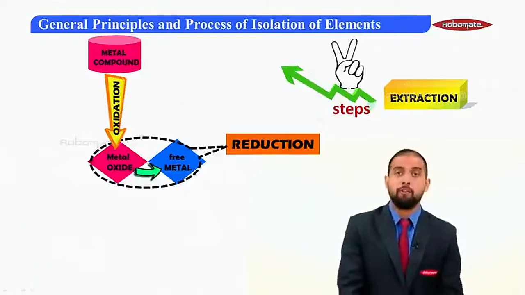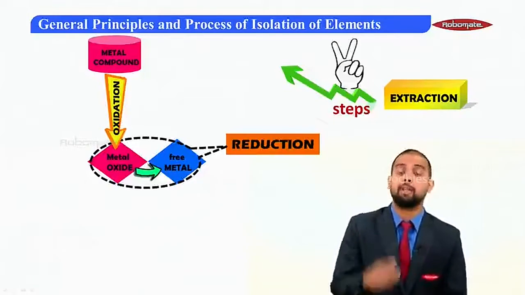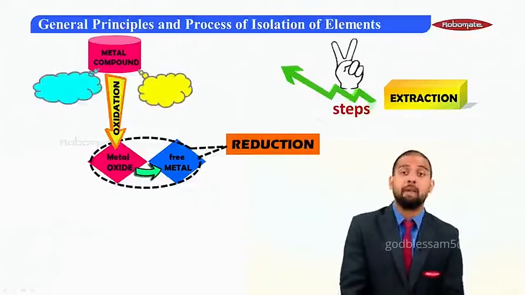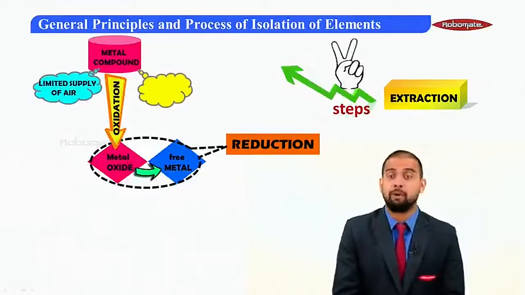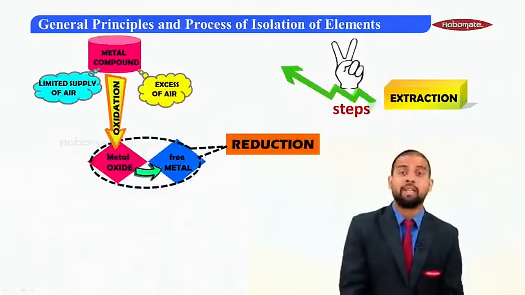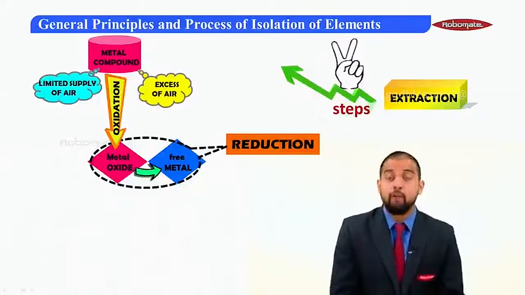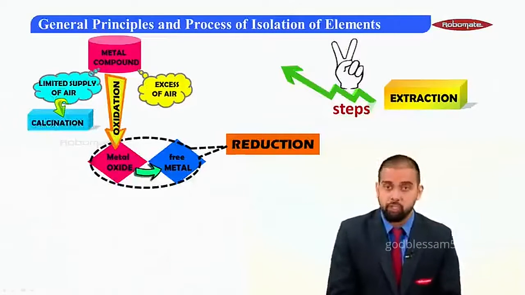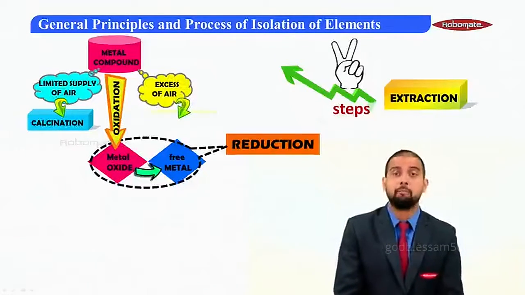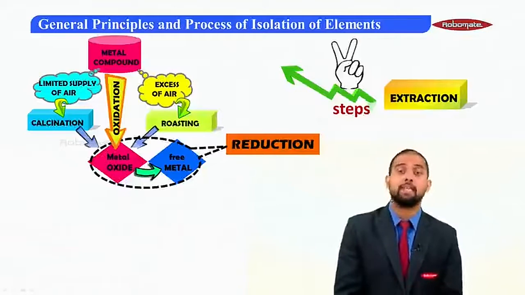Talking about the first step, converting a metal compound into a metal oxide can be done by 2 methods. The first one is you can heat the metal compound in a limited supply of air, or you can heat it in excess of air. Whenever you heat in a limited supply of air, the process is called calcination, whereas in excess of air the process is called roasting, and that is our first step.